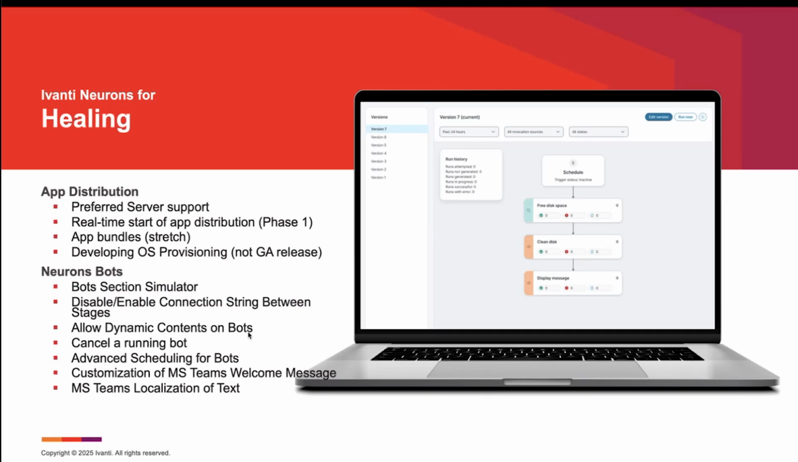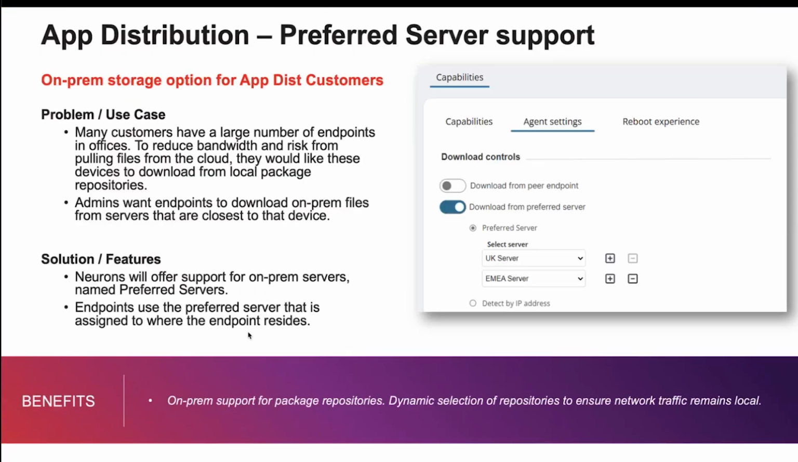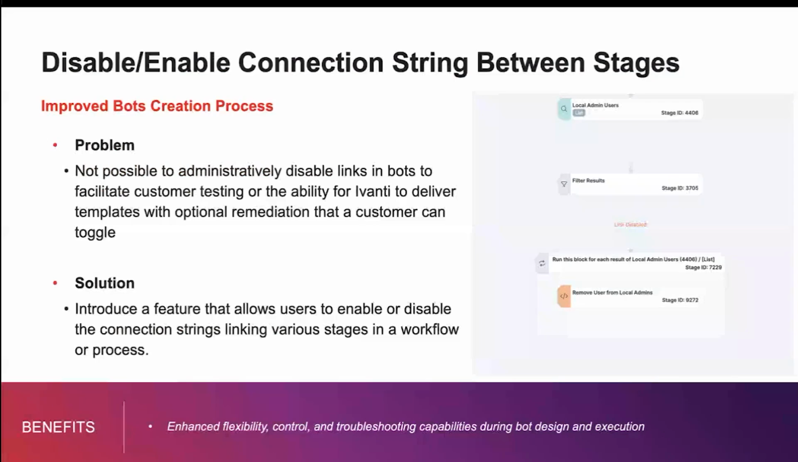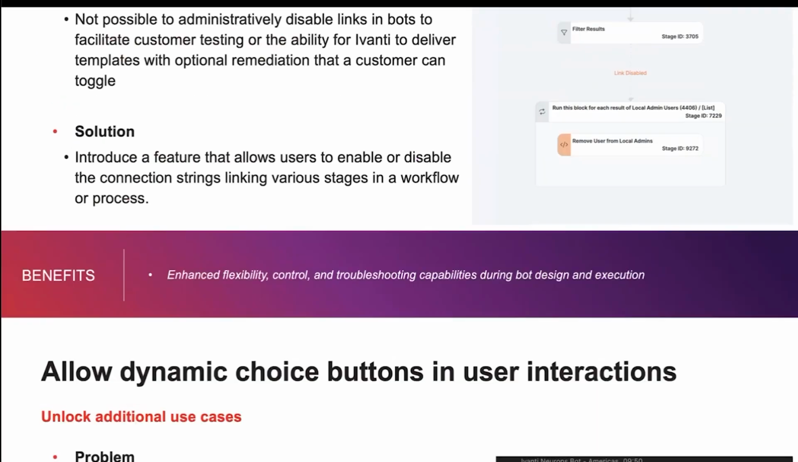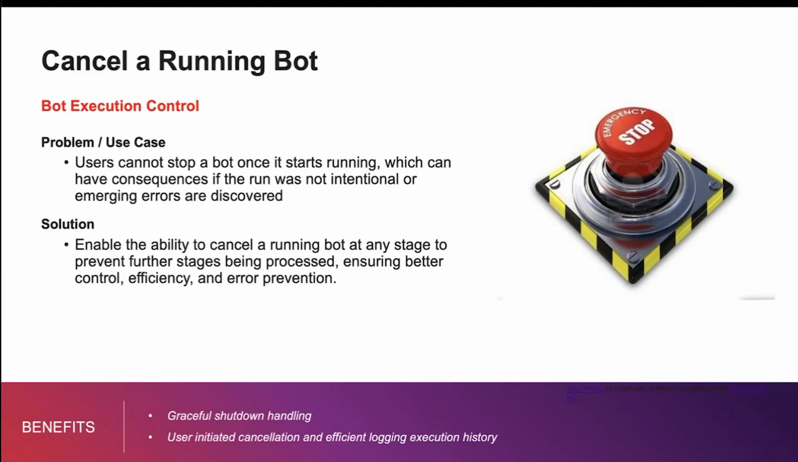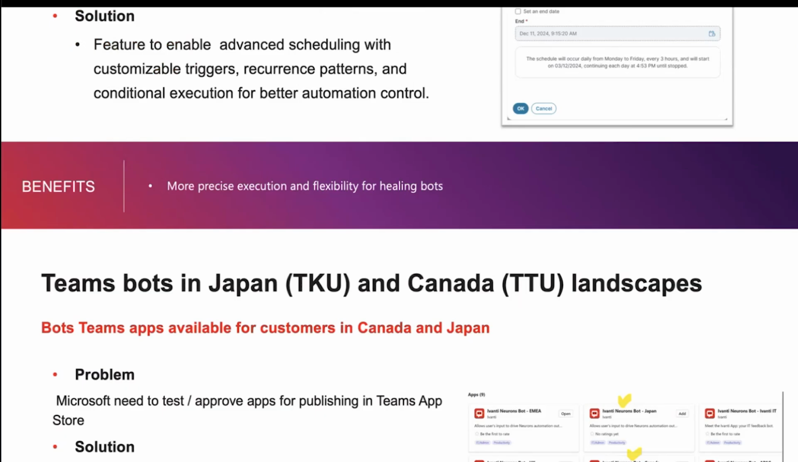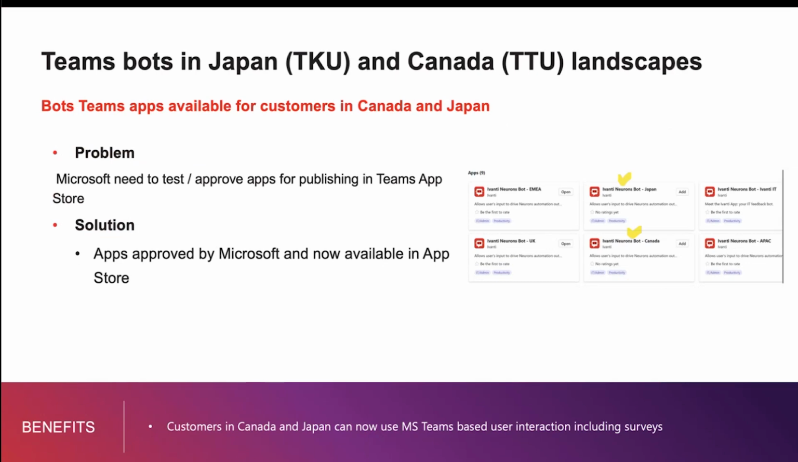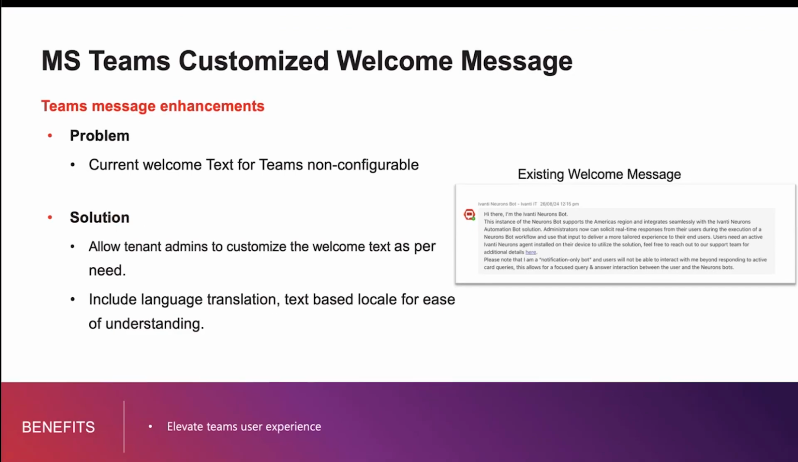So with that said, just a couple of cursory updates as we go through. I'll flip through the app distribution because Rex will speak to that in a moment. We've spoken about the connection strings. We've spoken about the dynamic buttons. That's what it looks like. The canceller running bot, the scheduling of the bot. If you're in Japan or Canada, we now support the Teams bot within there.